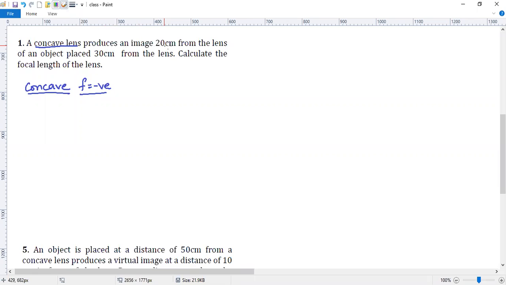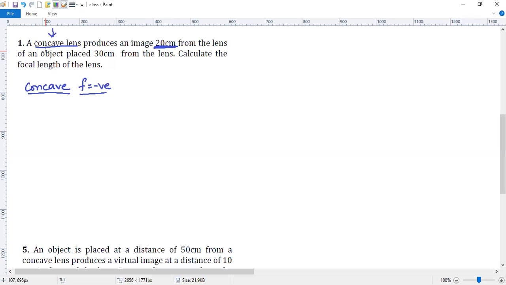It produces an image. The image is 20 centimeter from the lens. Lens to image position is 20 centimeter. Have they given on which side? No. Image position side is not given, just keep it on hold. But for a concave lens, V is equal to minus 20 centimeter.